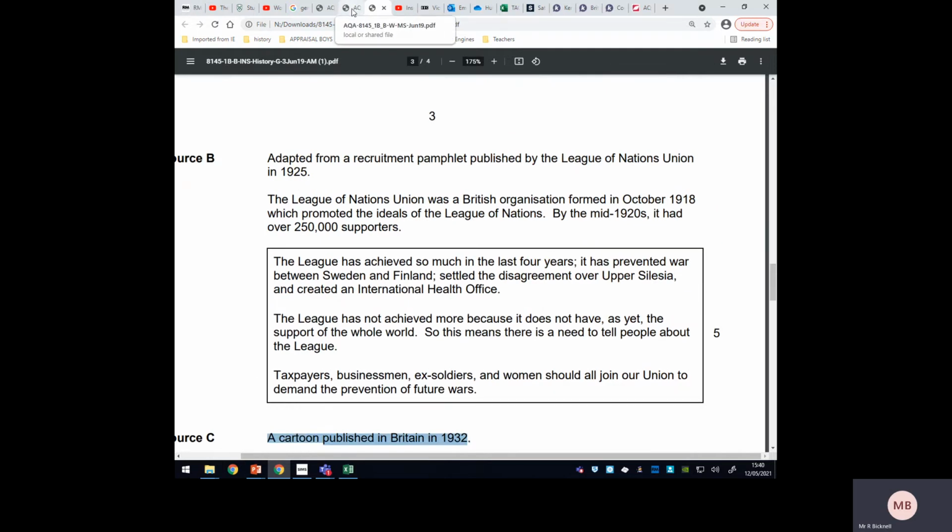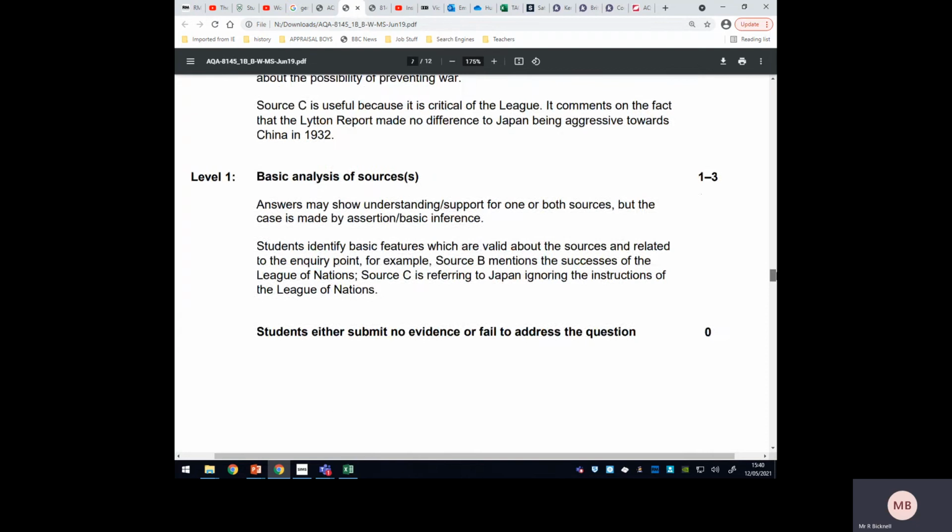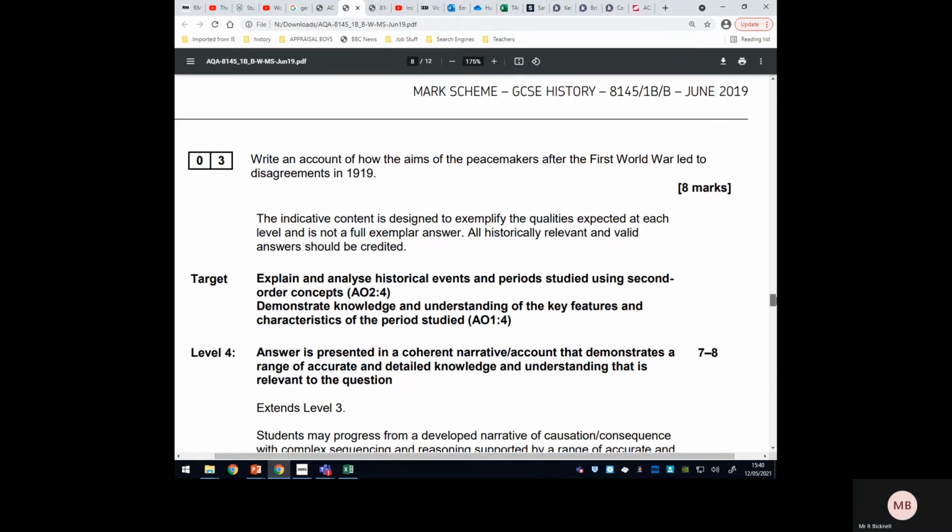Right, let's look at the next one. The next one is the account question. Okay, so you're going to write an account of how an event led on to a crisis. The event could be anything, and you need to make sure that you are showing an understanding of that event and then not ignoring the next bit of the topic. So this one says the aims of a peacekeeper led to disagreements. So you're not just talking about the aims of Clemenceau or Woodrow Wilson or David Lloyd George. You are talking about that, but you're talking about how that led to disagreements.